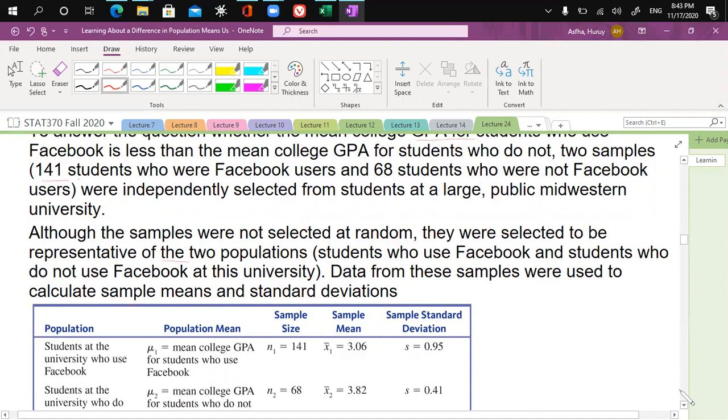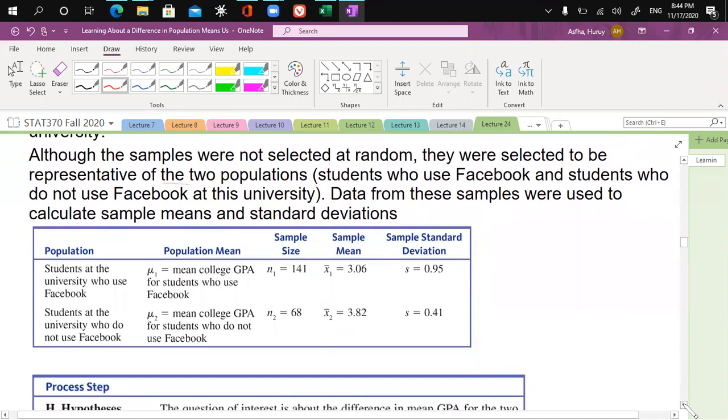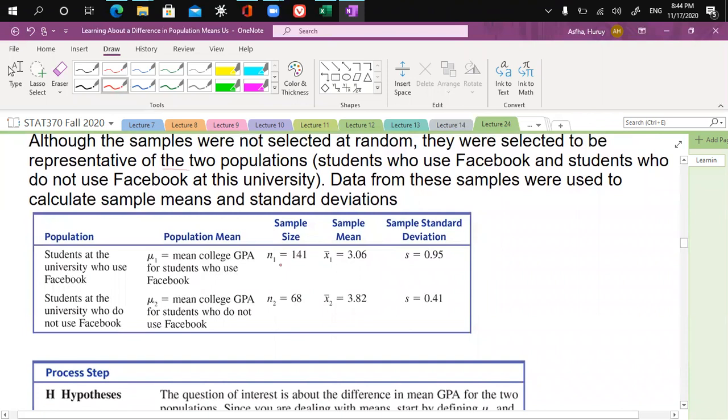And as you can see, N1 and N2 are both greater than 30. Here we have mu1 represents the mean college GPA for students who use Facebook, and mu2 the mean college GPA for students who do not use Facebook. N1 is 141, and x bar 1 is given by this, and the standard deviation of 1 and 2 are these values. So we want to compare these two groups.